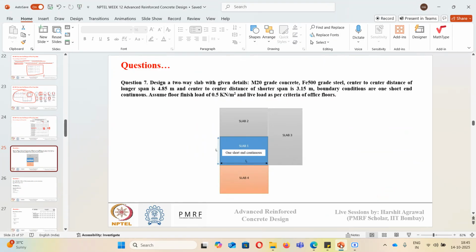So in the question, you know the grade of concrete, grade of steel, you know the Ly value and Lx value, and you know the boundary condition, and you know the floor finish load. So what will be the different steps of design? Can anyone unmute and tell me?